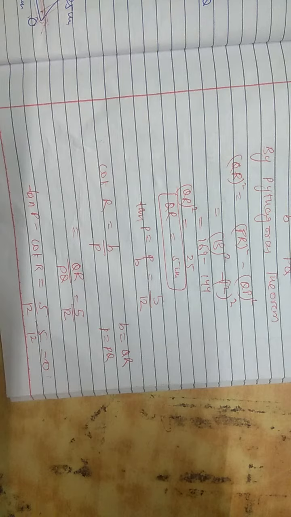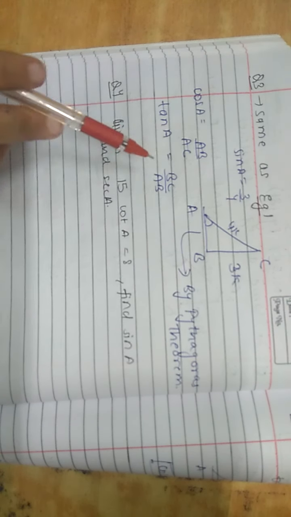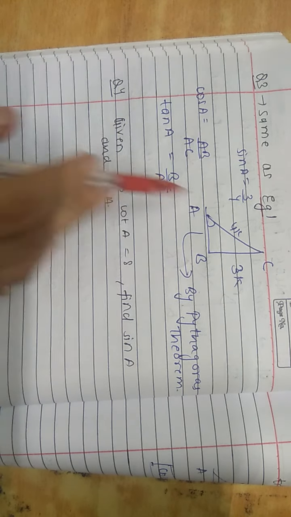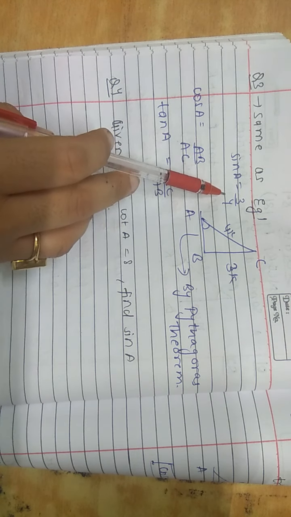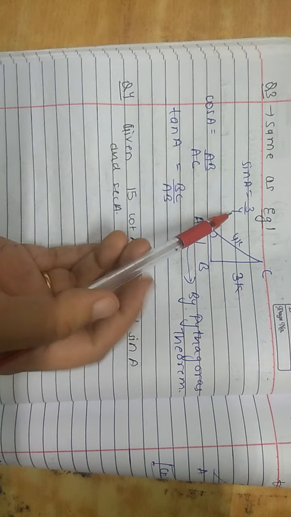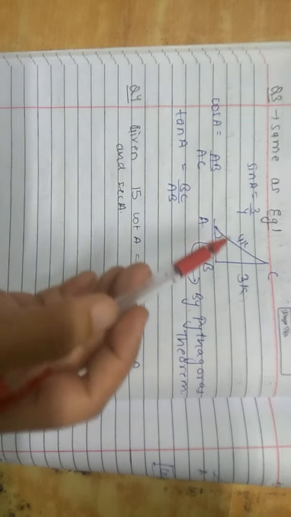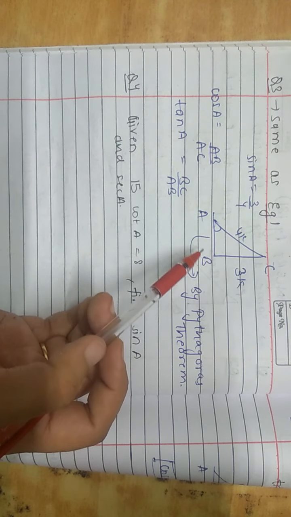Now let us move to next question. Now we can see question number 3. It is same as example 1. Here the value of sin A is given. Right, in example 1, remember the value of tan A was given. Now the sin A value is given 3 by 4. So sine of an angle is perpendicular upon hypotenuse.